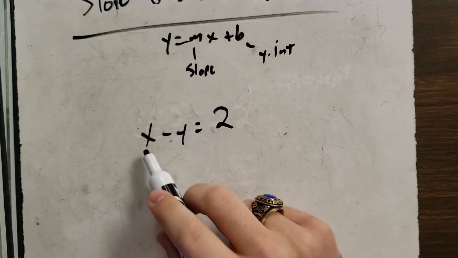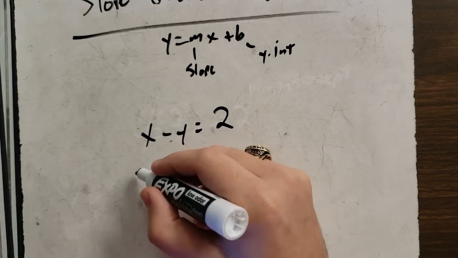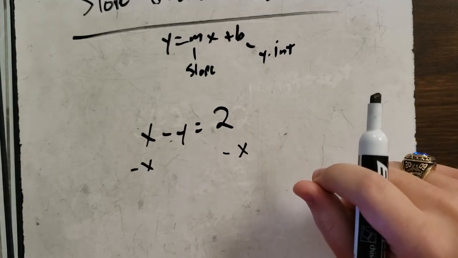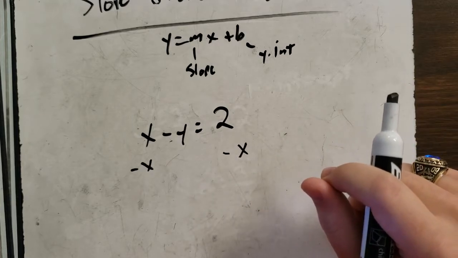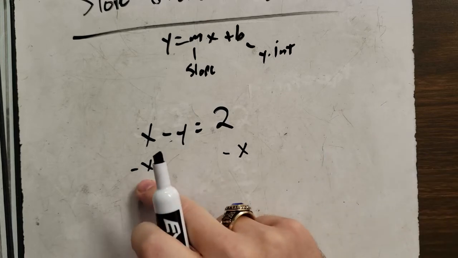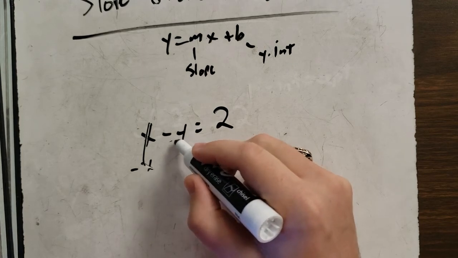So we look at our x, it's a positive x, okay? So to get rid of a positive, we have to do the opposite and do minus x here and minus x here, okay? Now, this is where all the work we did with literal equations comes in handy, because now we can just minus the x to this side. So that cancels that. Now we bring down our negative y.